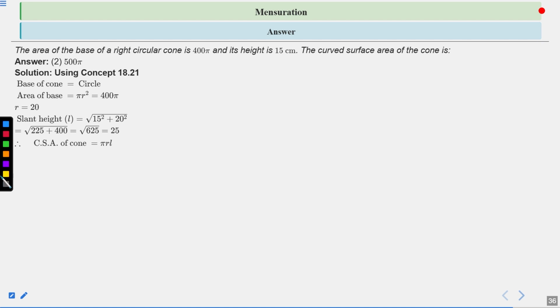Now the curved surface area, or we can say the lateral surface area of the cone, is pi r L. Now just put in the values: pi into 20 into 25. When we simplify it, we get 500 pi. So the second is the correct answer of this question. Next one.